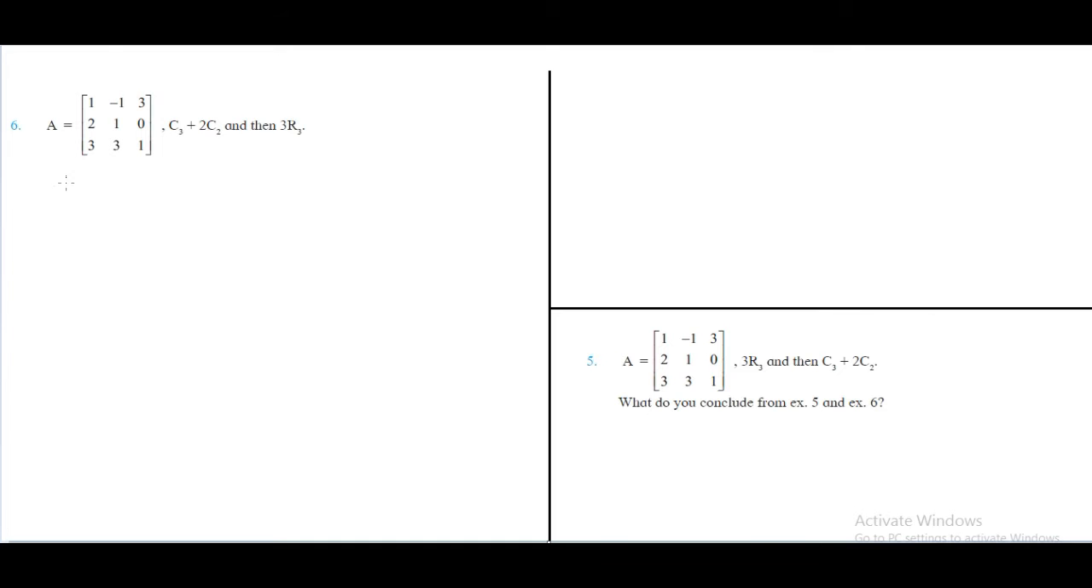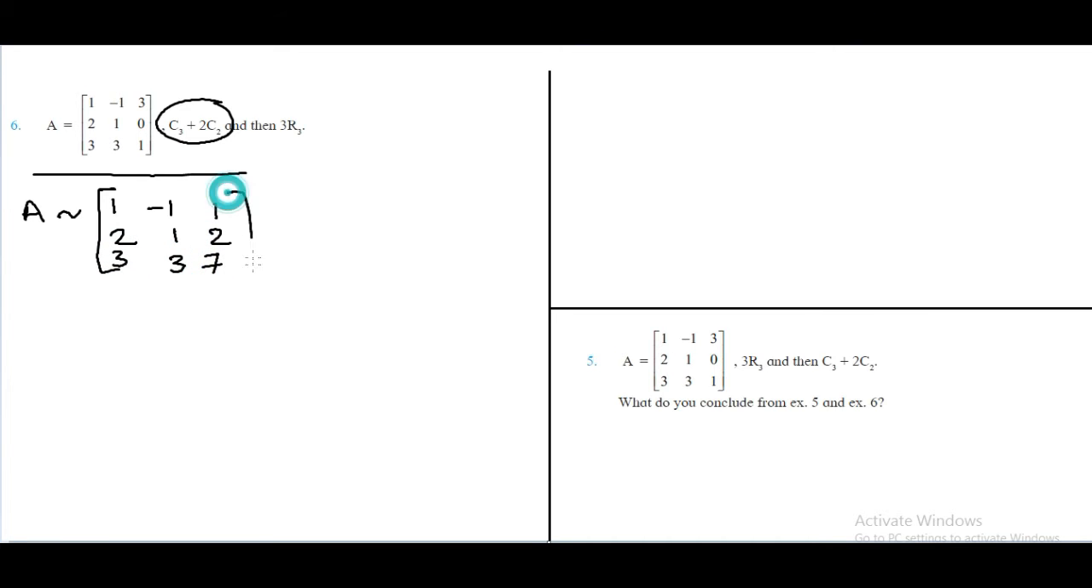Okay, now if you will remember, while explaining the elementary transformation, the third type, we have already done this part, right? We have formed C3 plus 2C2, right? So what was the answer for that? That was A equivalent to a new matrix that we had formed, that is 1 minus 1 1, 2 1 2, 3 3 7. You can go back and check it. Okay, we have already done this.